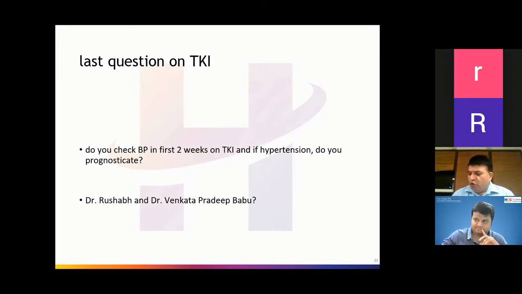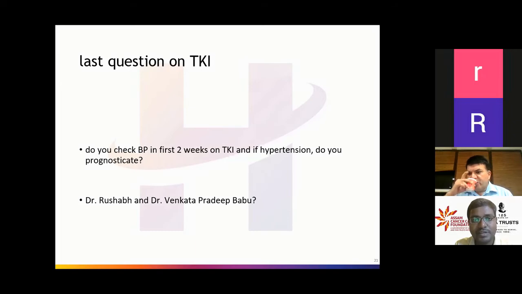But within 2 weeks, you see hypertension. Would you be happy continuing on sorafenib? Or if the patient can afford lenvatinib, you don't mind shifting to lenvatinib? Just because the patient has developed hypertension should not be a reason to shift the TKI.